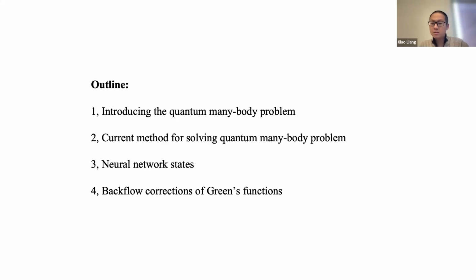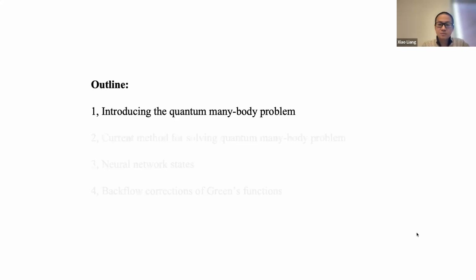Then we discussed the current numerical methods, including their advantages and limitations. Then we introduced the neural network state, which is a promising route for designing variational wave functions. Lastly, we discussed the recently developed method, the backflow correction of the Green's function. We benchmark this method on Fermi-Hubbard-type models like the spinless Fermi t-V model and the Fermi-Hubbard model, both on rectangular lattices. State-of-the-art energy precision is achieved.